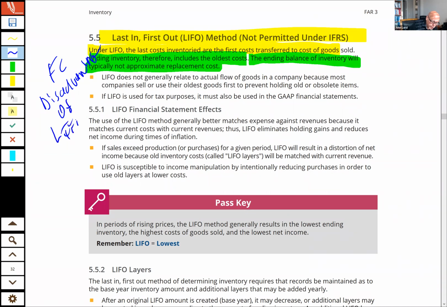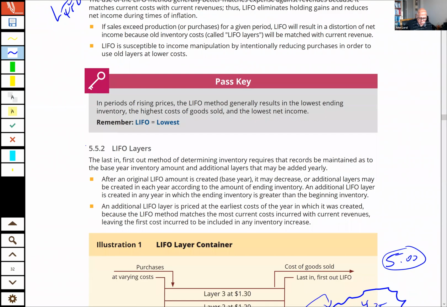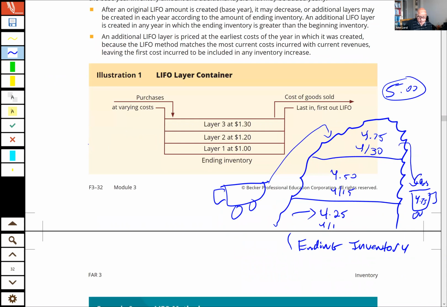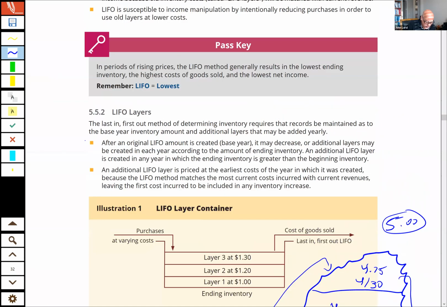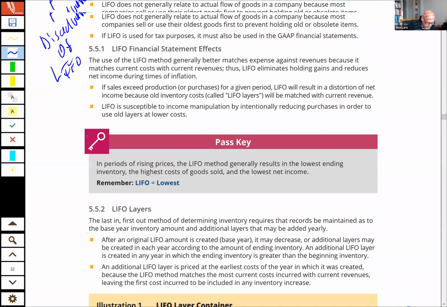Don't write all over it like I did. Flashcard that as a disadvantage of LIFO. That's a disadvantage of LIFO because what happens? When we prepare our balance sheet, we're saying that we have inventory that has a cost of $425. Meanwhile, it's really going to cost us what? $450 to replace that. Okay, so that's a disadvantage of LIFO.